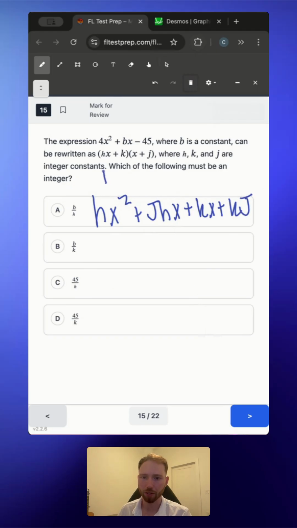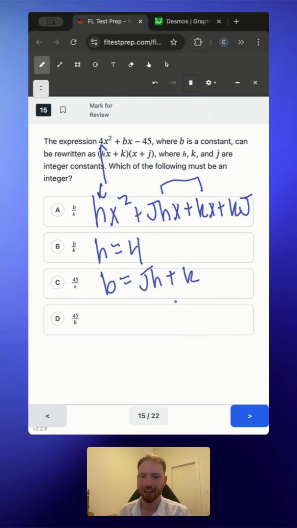But can I compare that to my 4x squared? Yeah, I can. So what do I know about h? Well, I know h equals 4 because they're both the constant in front of x squared. Well, b is going to be equal to the b of this equation, which is going to be the combination of jh plus k because they're both multiplied by x. And I know my negative 45 is going to be equal to, you guessed it, kj.